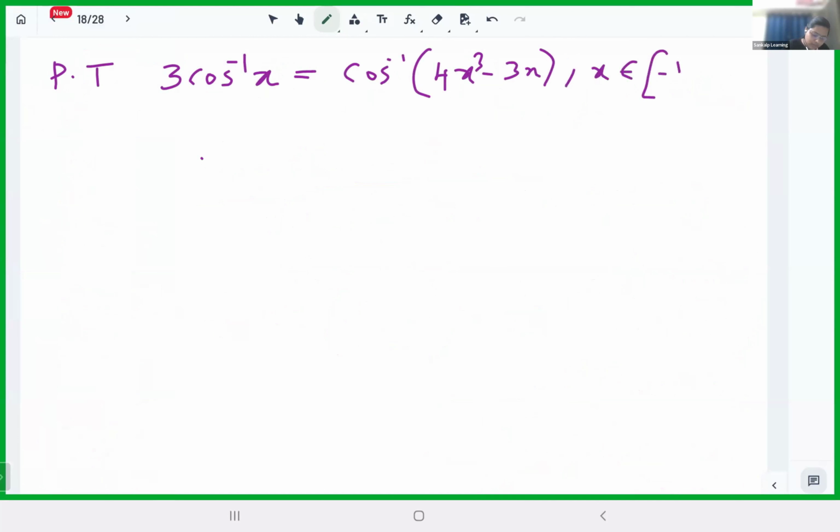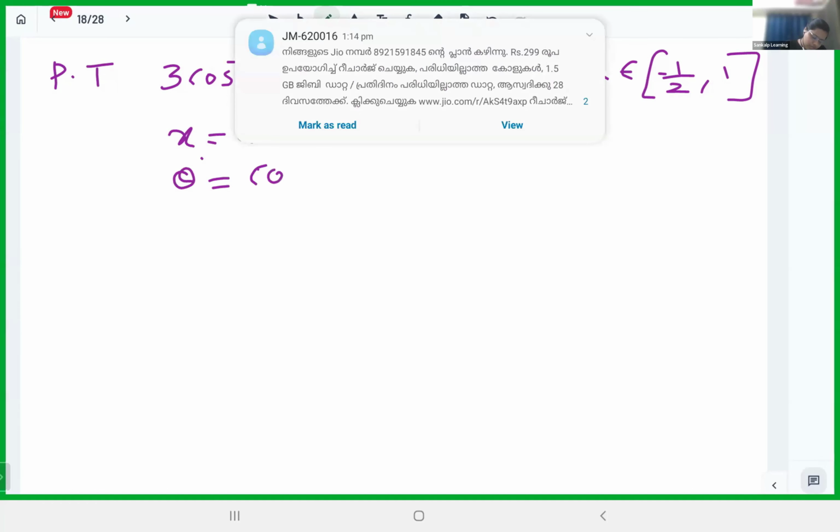Prove that 3 cos inverse x is equal to cos inverse of (4x cube minus 3x), where x belongs to the closed interval [minus 1 by 2, 1]. Okay, we have to prove this thing. So I'm going to put x is equal to cos theta. Okay, so x equal to cos theta means theta is equal to cos inverse x.